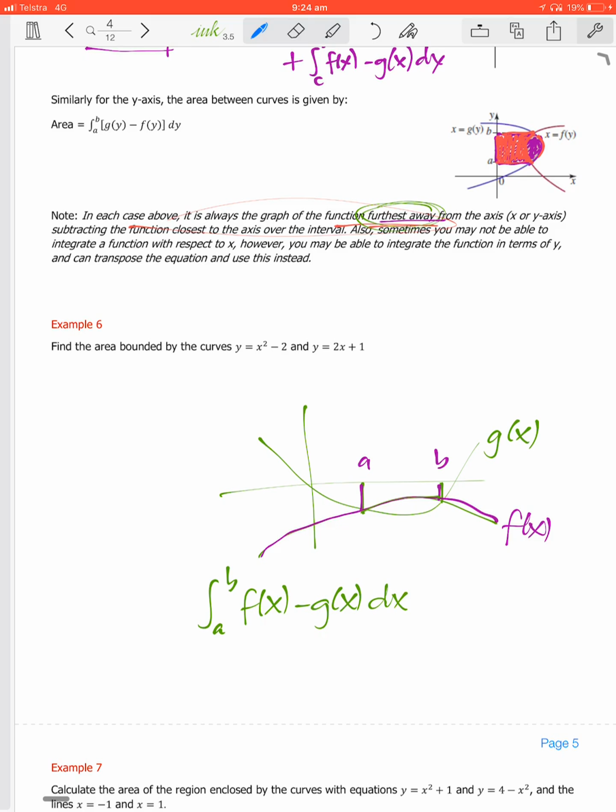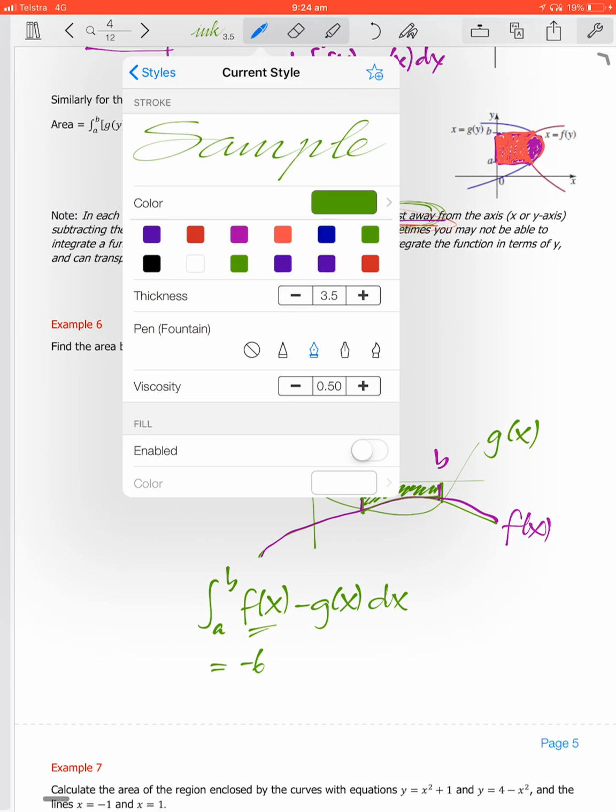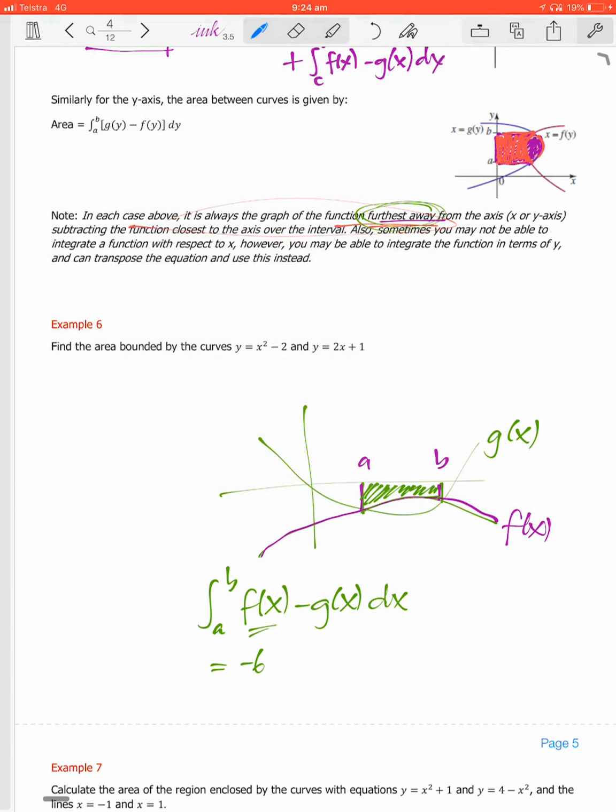How can that be right, you say? Well, if I found the area under f of x, it could be something like that area is -6. Then if I found the area under g of x, that area is -8. If I subtract that, -6 minus -8, that becomes +2, which is this region shaded in there. Okay, so it's always the higher one, the higher y values, minus the lower y values on a domain.